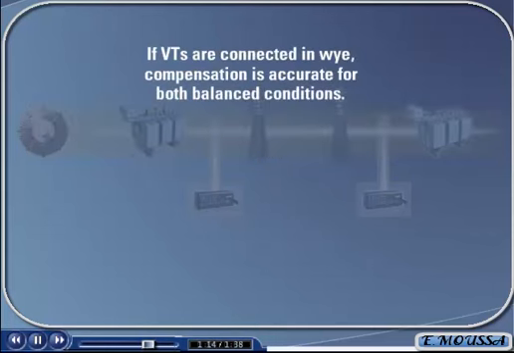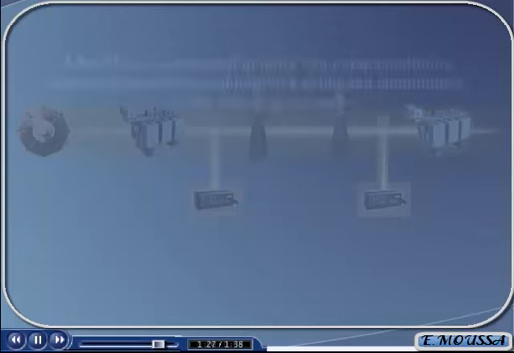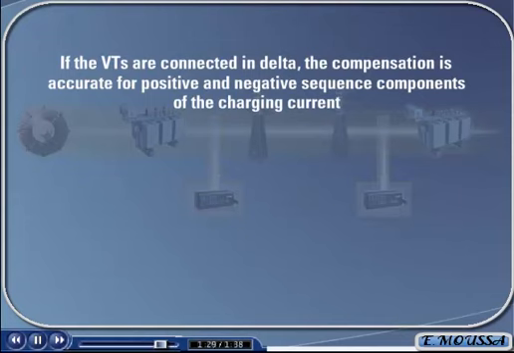If the VTs are connected in Y, the compensation is accurate for both balanced and unbalanced conditions. For example, all positive, negative, and zero sequence components of the charging current are compensated. If the VTs are connected in delta, the compensation is accurate for positive and negative sequence components of the charging current. Since the zero sequence voltage is not available, the relay cannot compensate for the zero sequence current.